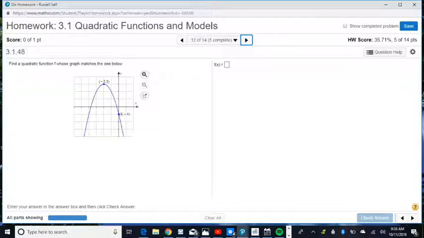Find the quadratic function whose graph matches the one below. So in other words, I need to find the function if I'm given the graph. Okay? So let's look at how we can create the function if you have the graph. And you already know parts of it, right? We already know some of the bits and pieces. Now let's look at how we can find the rest of it.